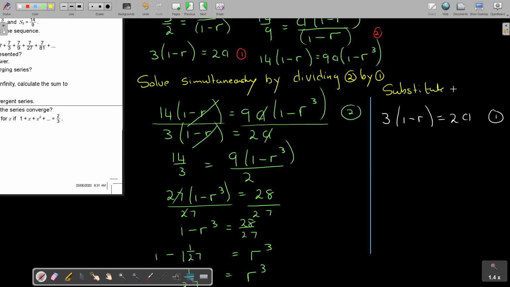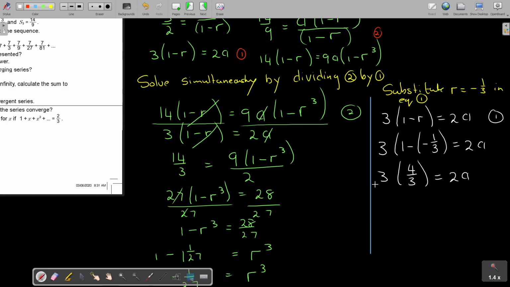So I'm substituting r is equal to negative a third in equation 1. So I have 3 times (1 minus negative a third) equals 2a. So it's 1 plus a third, so it's 1 and a third, so it's 4 over 3. The 3 cancels, so 4 is equal to 2a. I divide by 2, so therefore a is equal to 2.